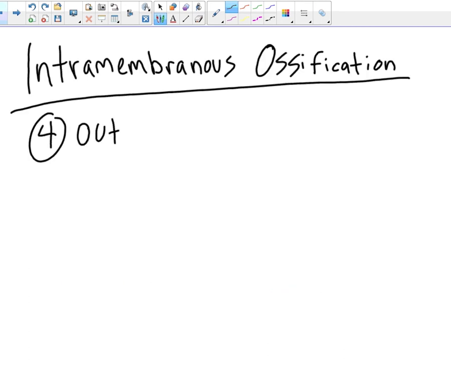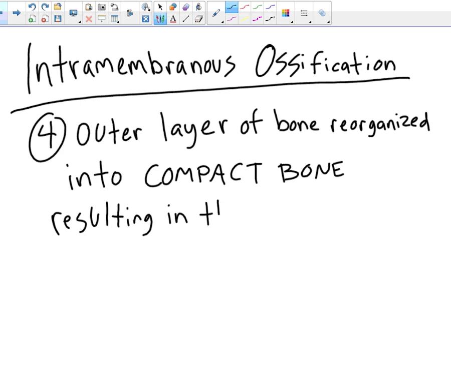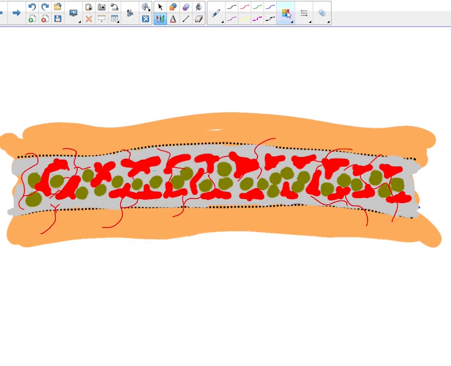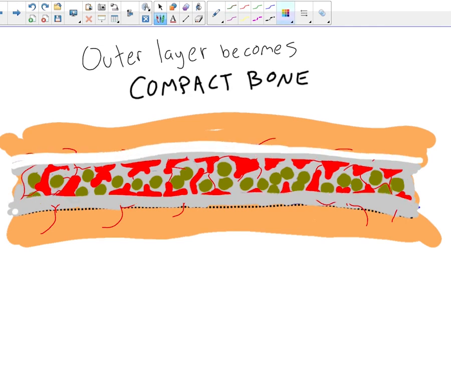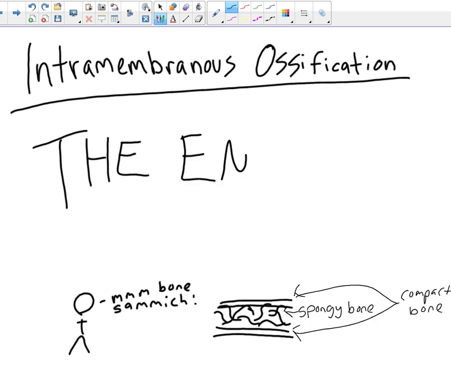Step 4. The outer layer is reorganized into compact bone, resulting in the sandwich-like arrangement that we see in flat bone. So we start out with everything calcified, and then the blood vessels carve out that red bone marrow, and then the outer layer is reorganized to become compact bone. Compact bone on the outside, spongy bone on the inside. The end.